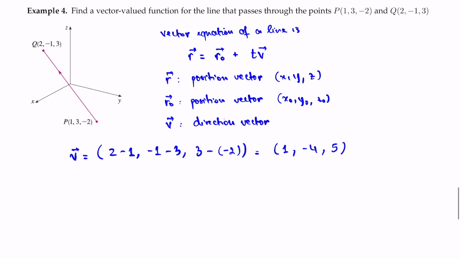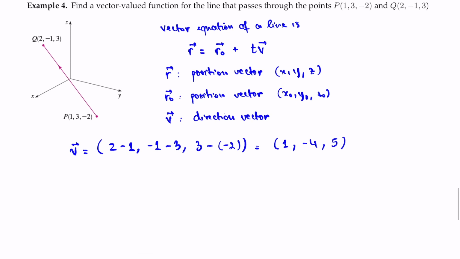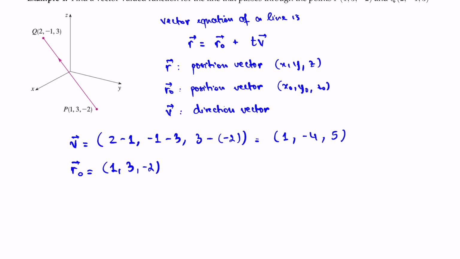And the position vector r0, which is the starting position, or the initial vector, r sub 0 is going to be 1, 3, negative 2. So in this context, again, 1, 3, negative 2 is a vector. So you put this into our vector equation formula. I get that r equal to 1, 3, negative 2, plus t, the parameter in this case, times v, the direction vector of the form 1, negative 4, and 5.